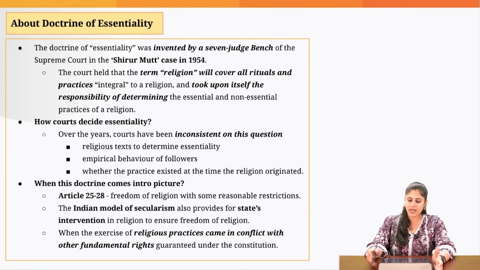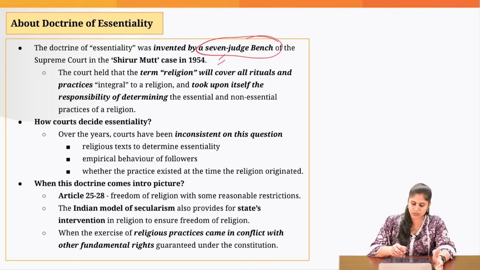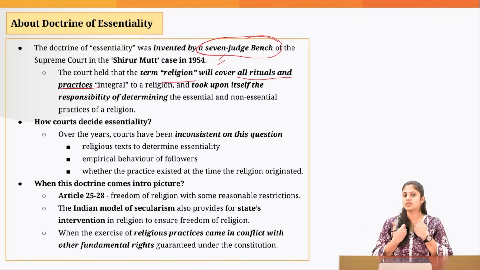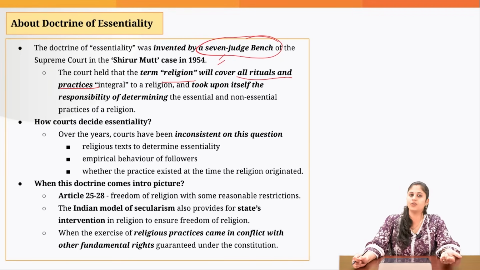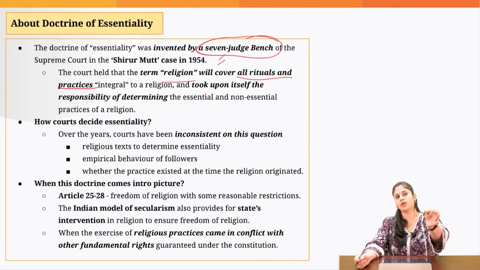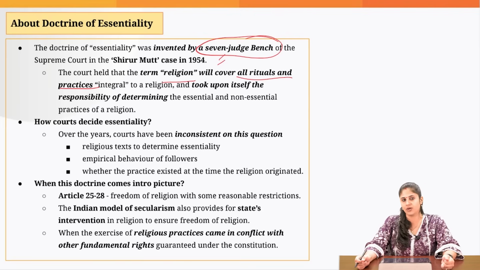Rather, it was invented by a 7-judge bench of the Supreme Court in the Shirur Mutt case of 1954. In this case, the Supreme Court clearly stated that the word religion will cover all the rituals and practices which are integral to a religion, and it took the responsibility upon itself: we are the ones who are going to decide which religious practice or ritual is an essential or non-essential element of that particular religion. We are going to decide whether this ritual or practice is a defining characteristic of that particular religion or not.